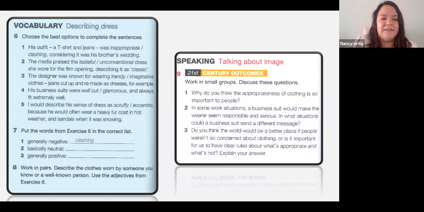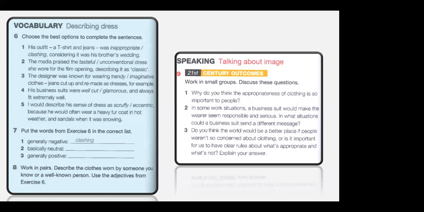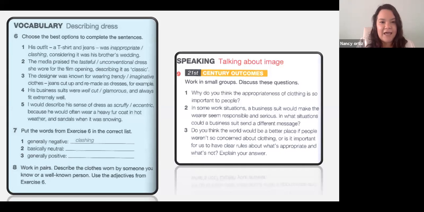Excellent. Okay, let's do activity 7 together. Put the words from exercise 6 in the correct list. Something generally negative: clashing. Okay, what other word can be generally negative? What other word of all of the adjectives you have in exercise 6? Scruffy. Okay, scruffy, clashing. One more.